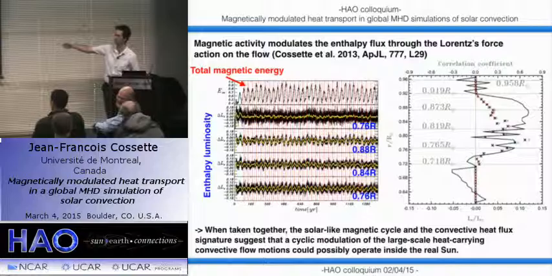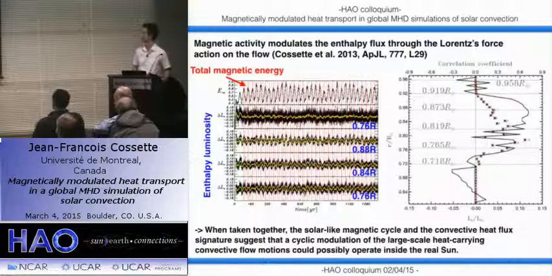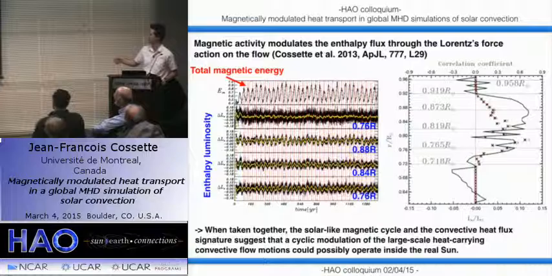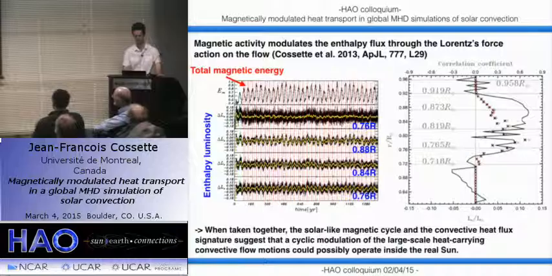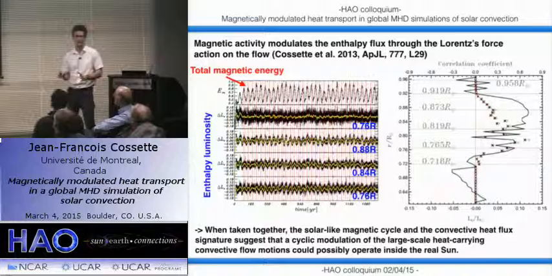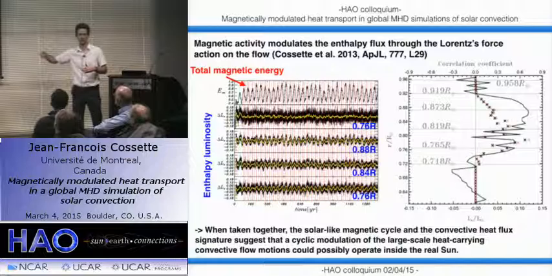So where is this enthalpy luminosity taken then? It's not at the outer surface. It's within the bulk of the convective layer. That's what I'm going to be looking at. And so the modulation pervades the whole convective layer here. Those crosses just represent the luminosity at minimum and maximum. Which one is the correlation coefficient? Do you have two? The line and the cross.